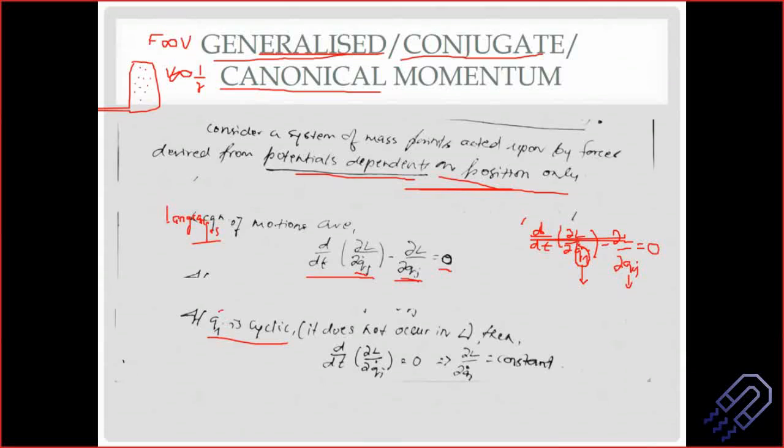So the condition is qj is cyclic, and as I told you, in generalized coordinates, if let's say qk is cyclic or ignorable, ∂L/∂qk will be 0. So if we consider qj is cyclic, you can say that ∂L/∂qj is equal to 0. That means it does not occur in L, okay. So you can simply write it down as d/dt of ∂L/∂qj dot is equal to 0, d/dt of ∂L/∂qj dot is equal to 0, okay.